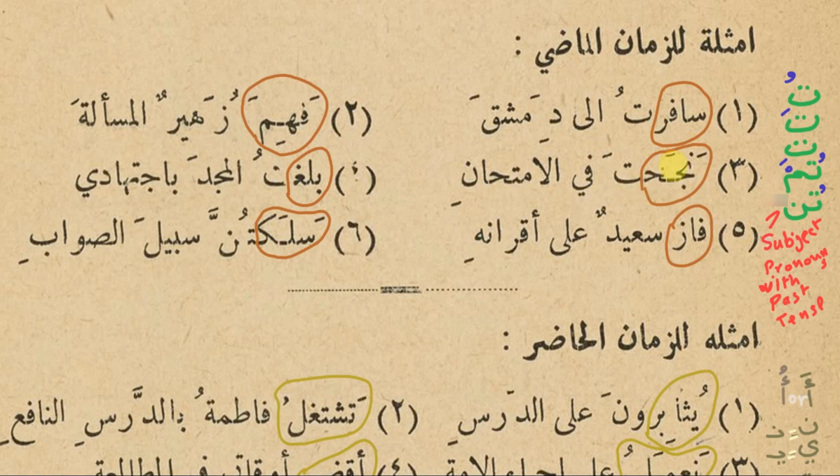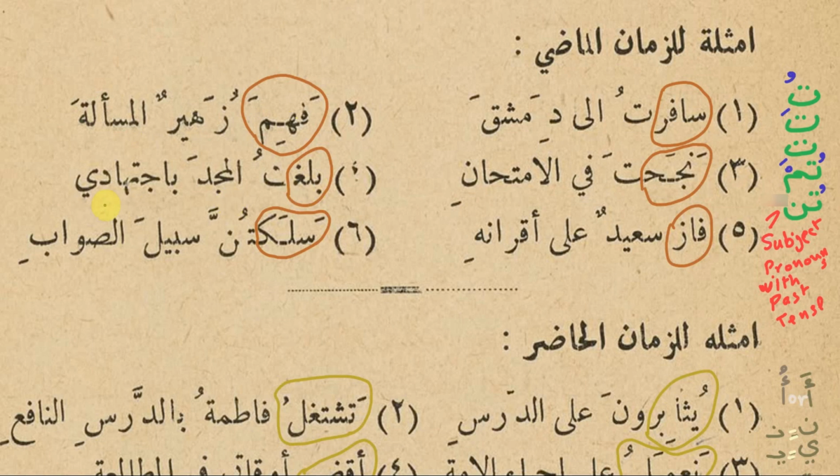نجح, he succeeded. فاز سعيد على أقرانه. فاز, he won, like when you win a game, over his peers, أقرانه. So سعيد won over his peers. فاز. فهم زهير المسألة. زهير understood the question. فهم, understood.